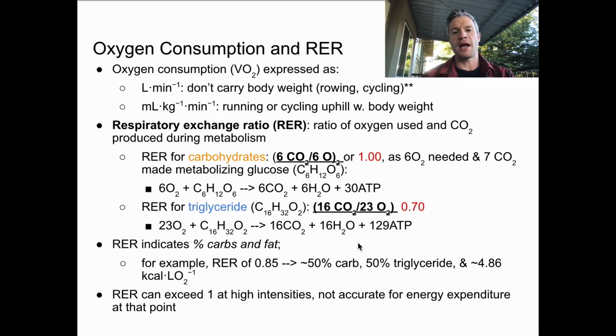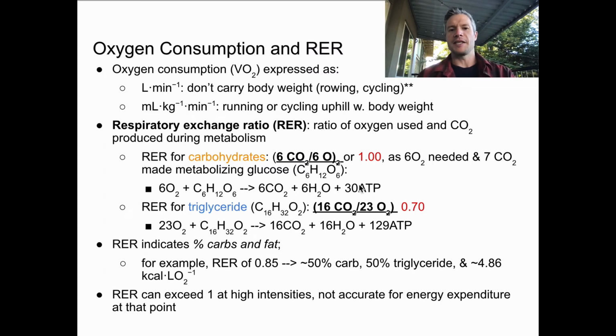So for example, if we have a ratio or an RER of 0.85, it means we're roughly metabolizing half carbohydrates and half of our ATP is coming from triglycerides, okay? Give you a moment to digest that. So again, this ratio is our metabolism: the amount of carbon dioxide we're exhaling over how much oxygen we're taking in, the ratio of oxygen used and CO2 produced, okay?